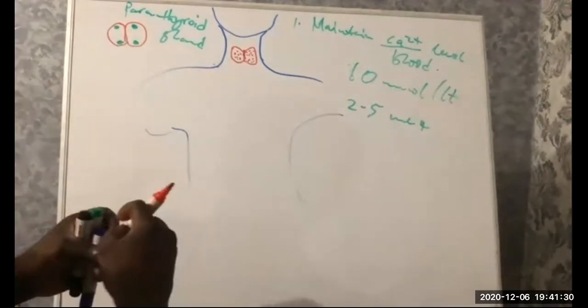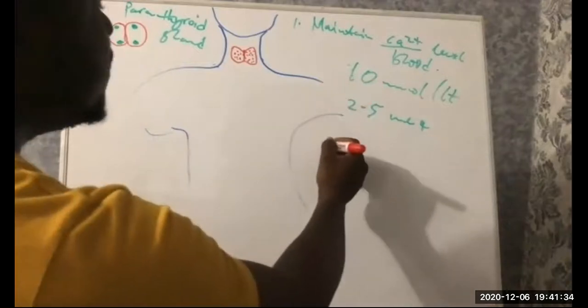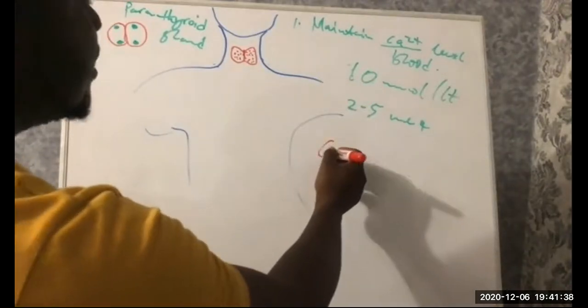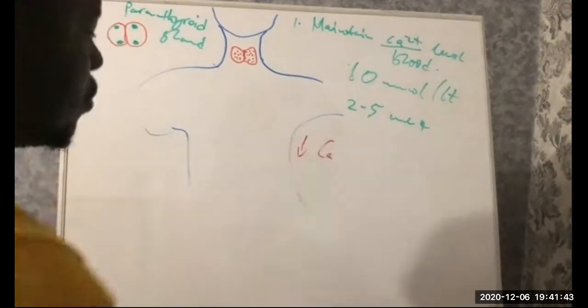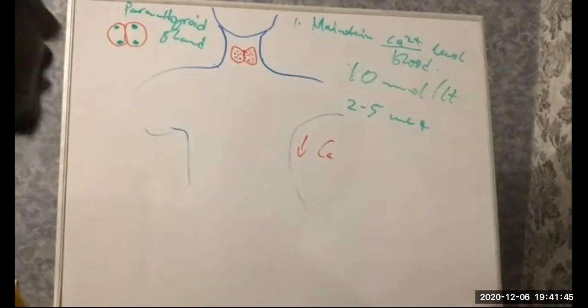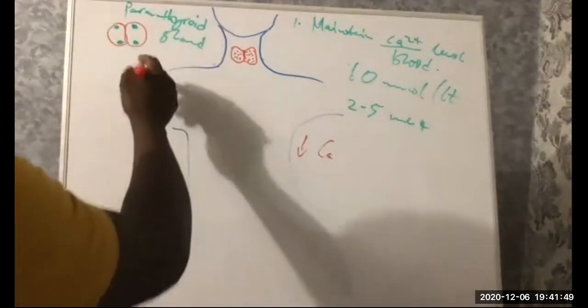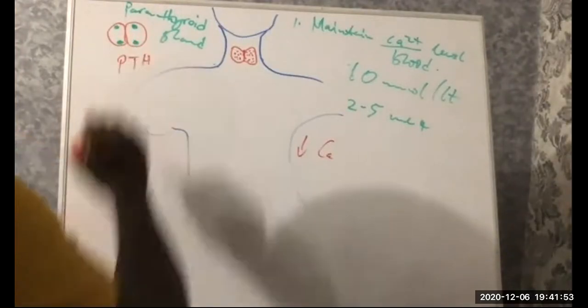So, the function of the parathyroid gland is that whenever calcium level goes down, what happens? The parathyroid gland will be stimulated, and it will release a hormone called parathyroid hormone.